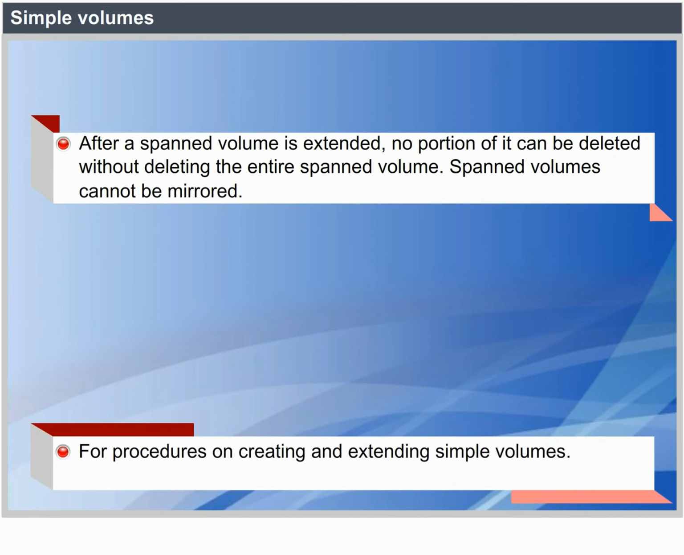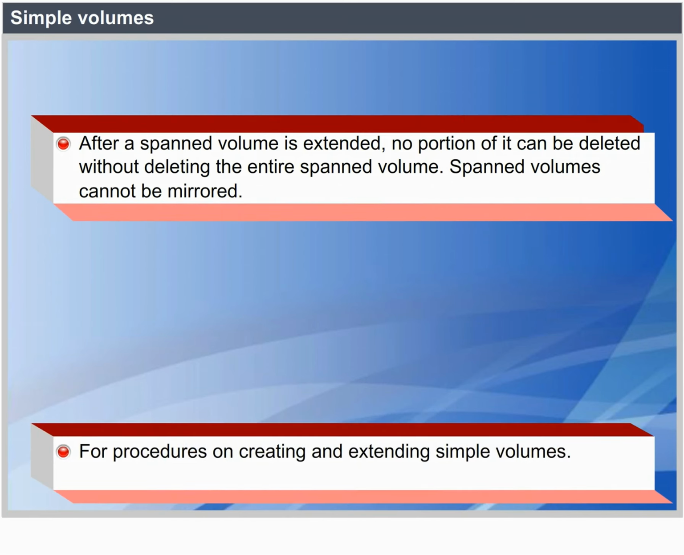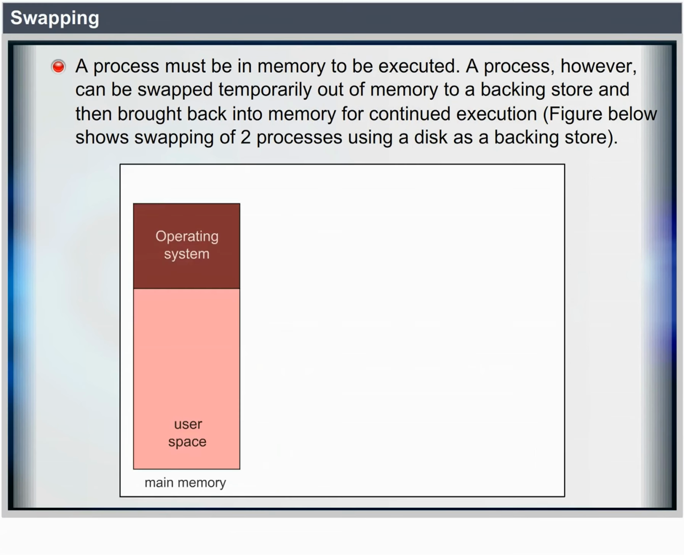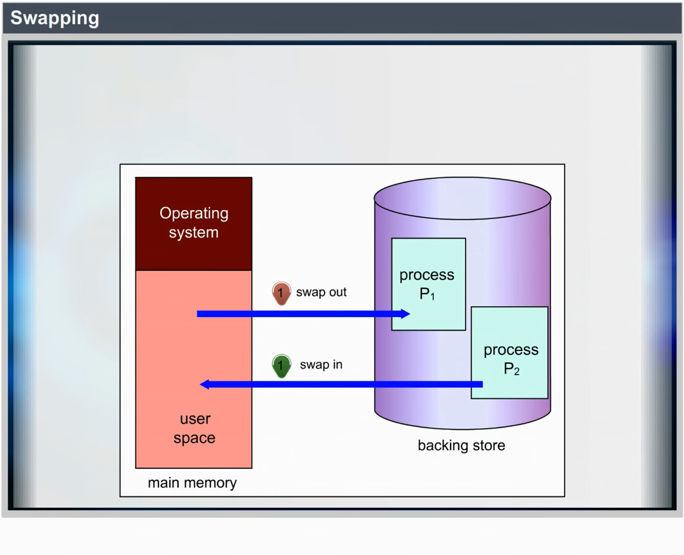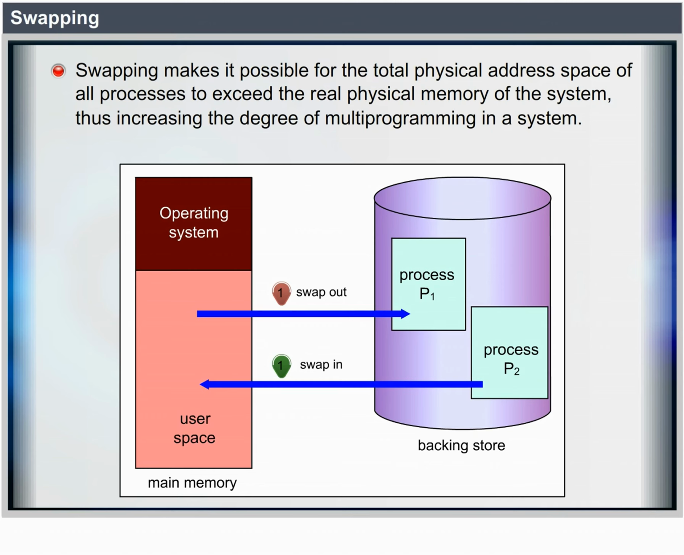A process must be in memory to be executed. A process, however, can be swapped temporarily out of memory to a backing store and then brought back into memory for continued execution. Figure below shows swapping of two processes using a disk as a backing store. Swapping makes it possible for the total physical address space of all processes to exceed the real physical memory of the system, thus increasing the degree of multiprogramming in a system.